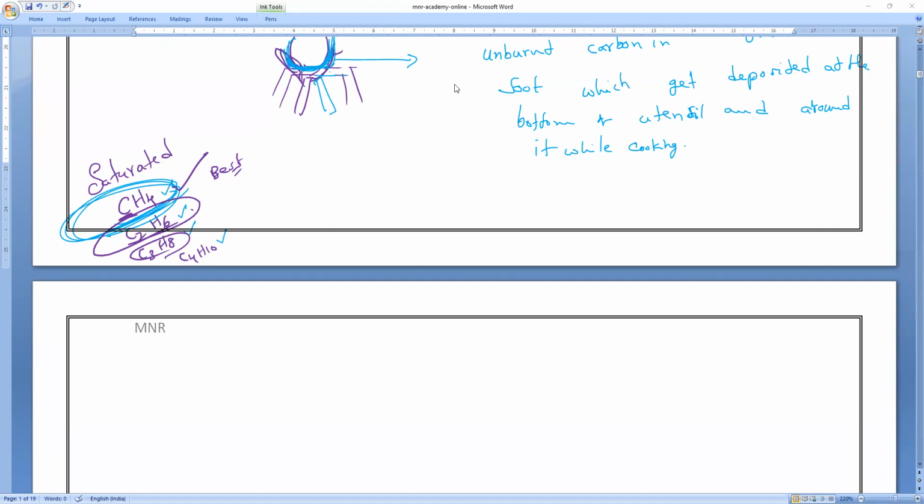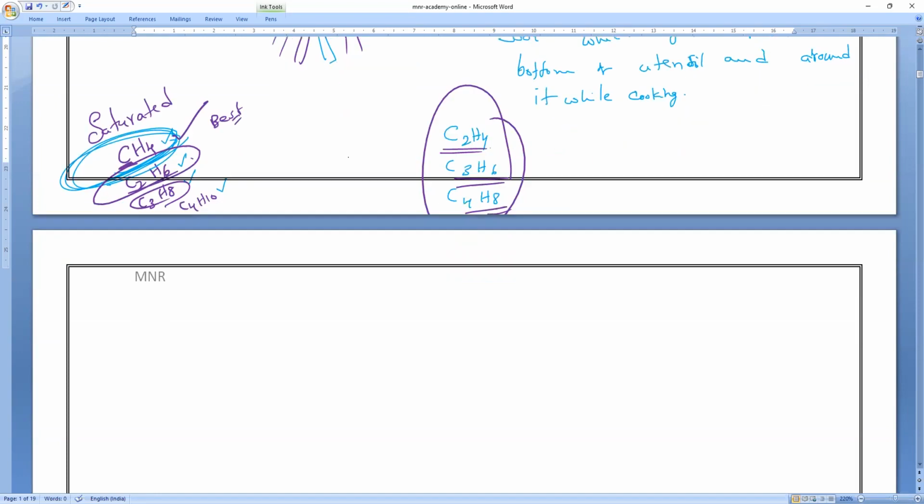Clear? So now, for example, I will give you unsaturated hydrocarbons. For example, C2H4. Next one, C3H6. Next one, C4H8. Now, in these three, which is the best fuel? Ethene. Compared to ethene, the next one, propene, gives a little more smoke. The next one, butene, gives even more smoke, because the number of carbons keeps on increasing, the percentage of carbon keeps on increasing. I hope you all understand, everybody.